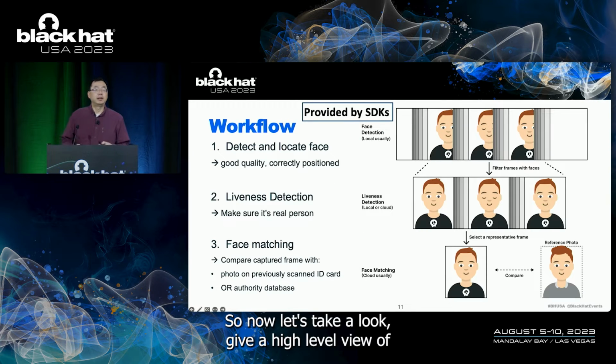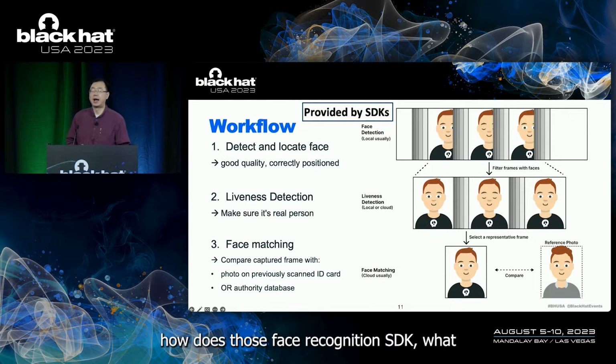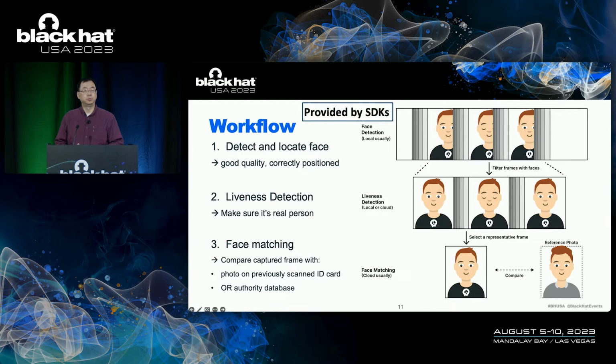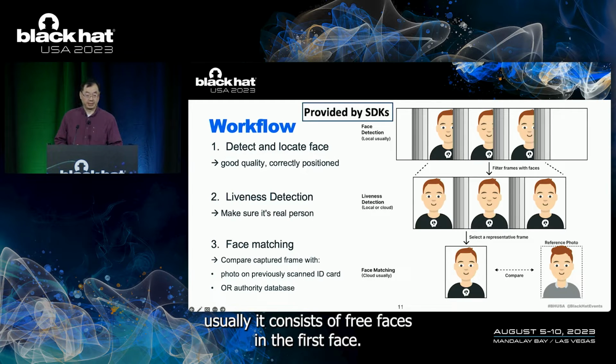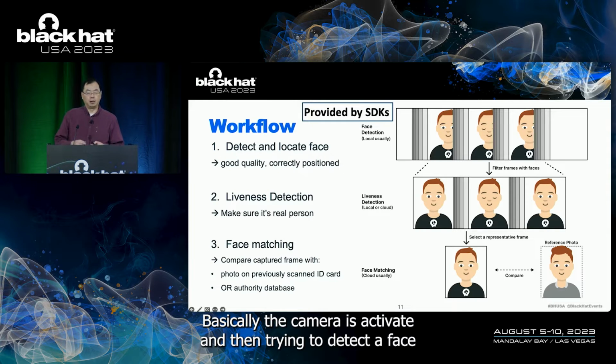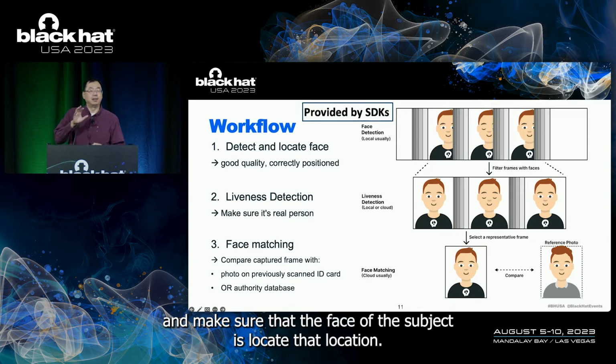Okay, so now let's take a high-level view of how those face recognition SDKs work. Usually, it consists of three phases. The first phase is a simple one. Basically, the camera is activated and tries to detect a face and make sure that the face of the subject is located in the proper location.